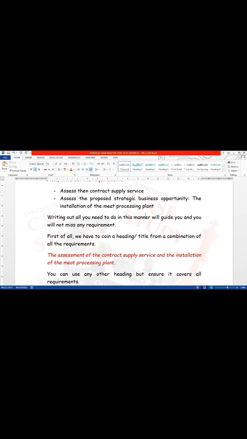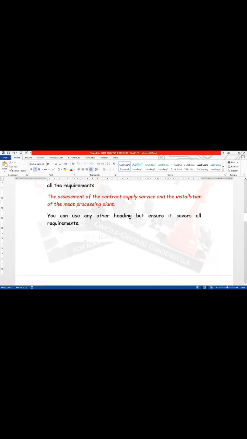We can just merge the two together, combine them and form a particular heading. So you have the assessment of the contract supply service and the installation of the meat processing plant, right? You can use any other heading, like I said. It's not necessary that you write the requirement and then follow through, but it's a good way, because there's a lot of tension. You have so many things to do. You cannot just be spending 20 minutes thinking of a suitable heading.